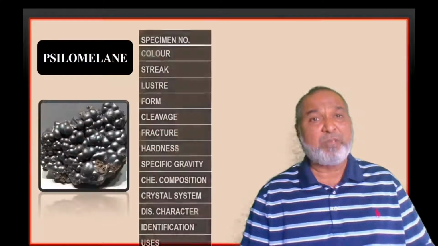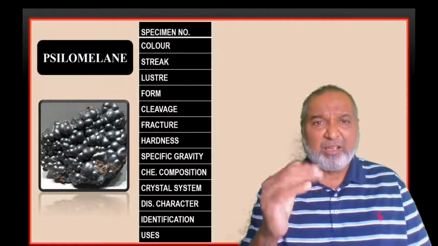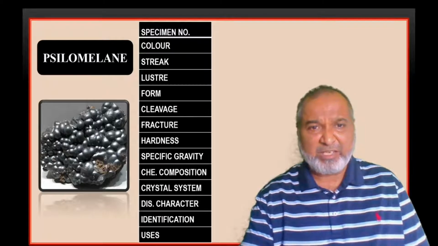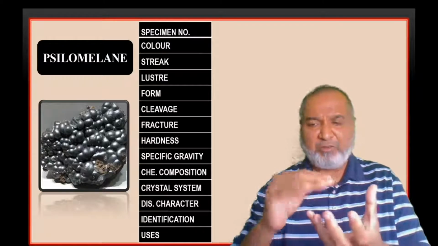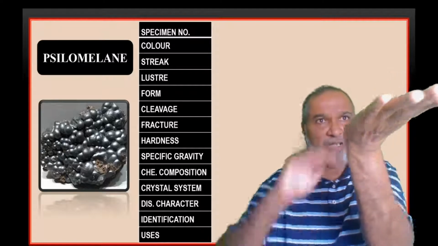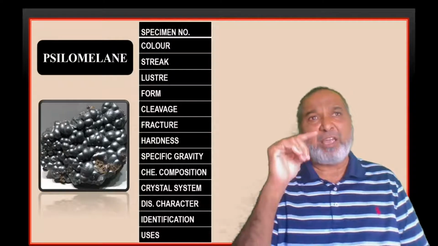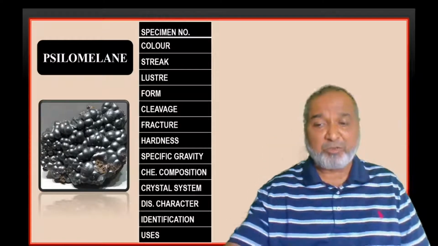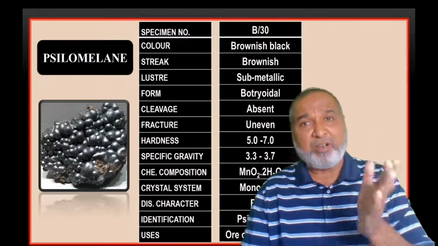Come to the next one, psilomelane. That is the last mineral we are going to study here. The important thing: once you see the surface, what do you see? A bunch of grapes. If you look at a bunch of grapes, you will find dome-like features. Or keep an egg in a tray and bring it in front of your eyes, dome-like features will be there. Similarly, when you see any mineral surface like that, the mineral will be psilomelane. So the important property of this particular mineral is the form, botryoidal form.